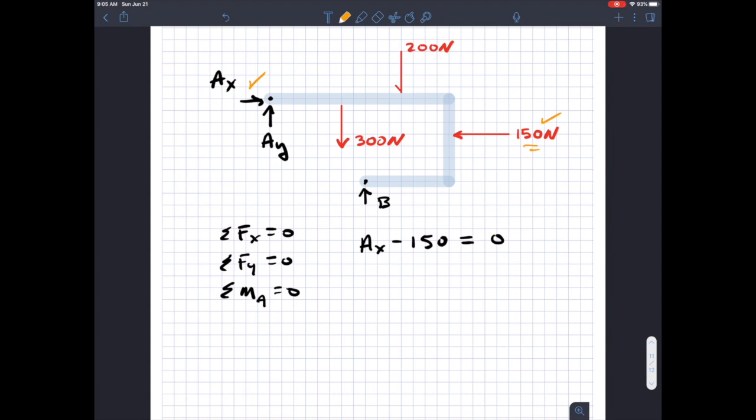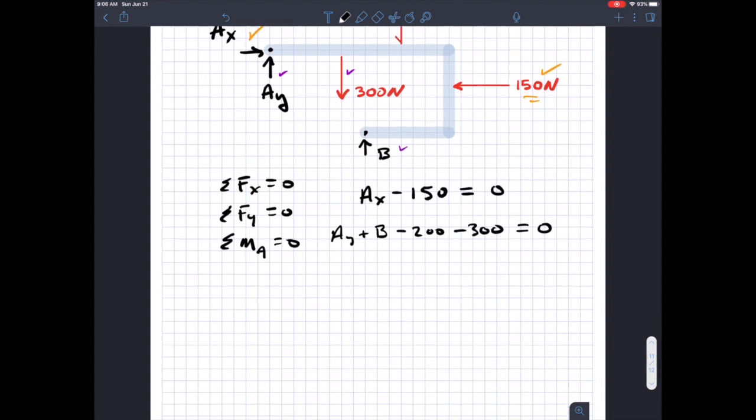Now let's look at the Y direction. We see there are several things in the Y direction, 1, 2, 3, 4 forces, so we just sum those together. We have AY moving up, we have B moving up, we have 200 newtons moving down, we have 300 moving down. The sum of all those is equal to 0. Okay, so making good progress. We have 2 equations at this point, but 3 unknowns. We don't know AY, we don't know AX, and we don't know B.